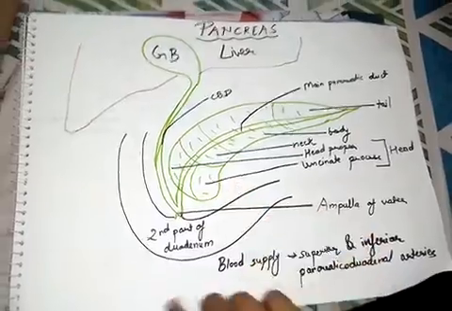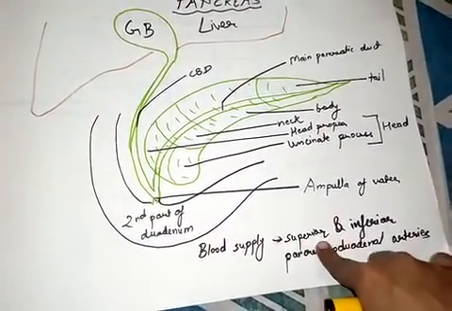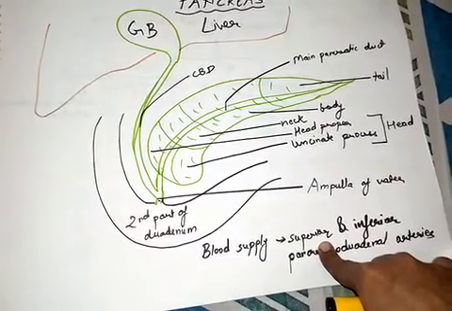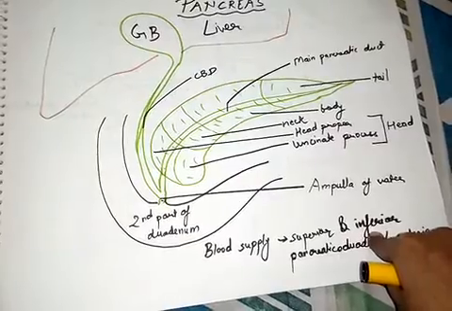Blood supply of pancreas is from superior and inferior pancreaticoduodenal arteries. Superior pancreaticoduodenal artery is a branch of gastroduodenal artery, and inferior pancreaticoduodenal artery is a branch of inferior mesenteric artery.